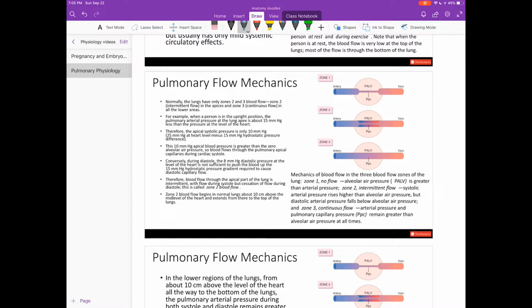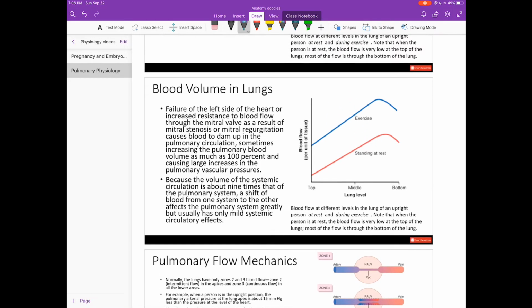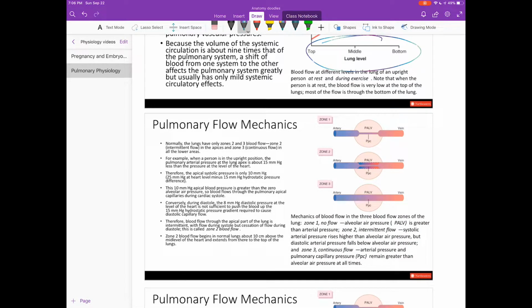Okay, let's switch gears to pulmonary flow mechanics. Here we're talking about zone 1, zone 2, and zone 3 blood flow into the lungs. This is different than the previous diagram, which showed top, middle, and bottom lung fields. Here we're talking about essentially the flow going through the capillaries in the lungs. So let me start with zone 3.